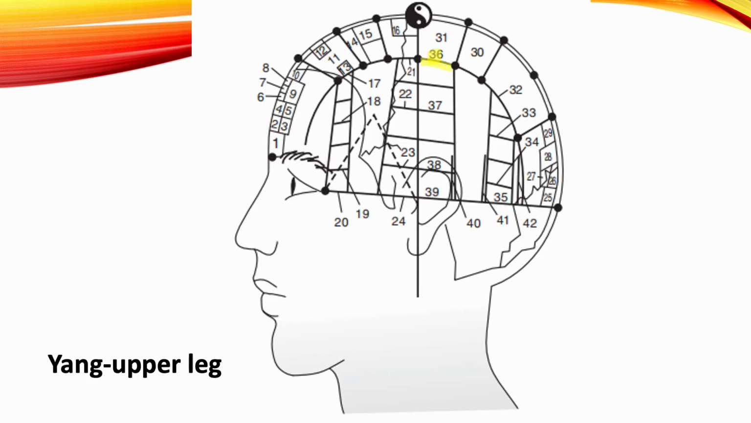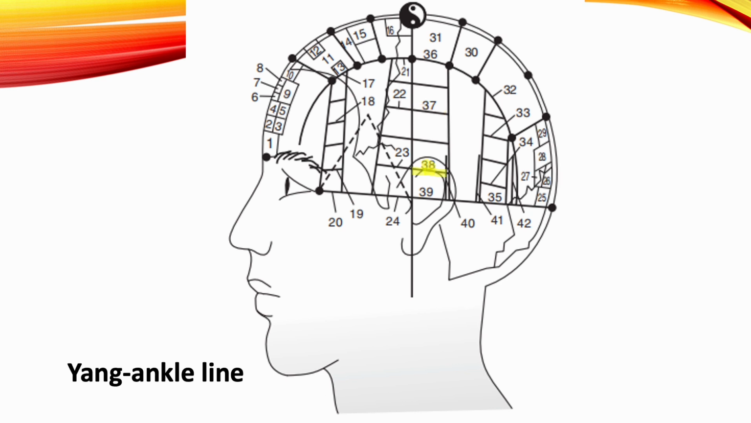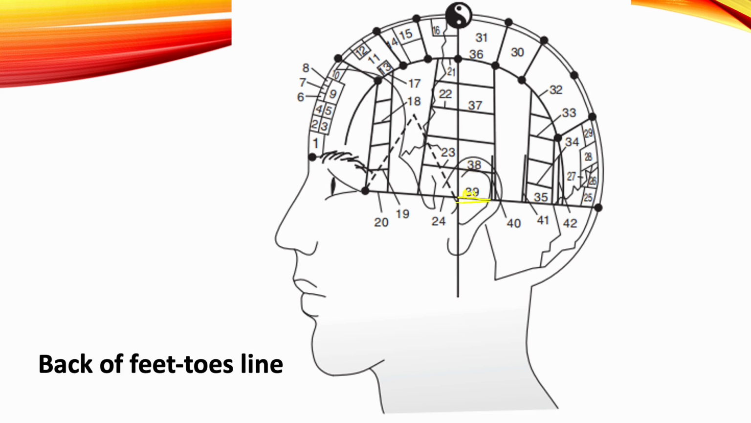Yang upper leg, number 36. At the first line on the anterior posterior side line of this area. Yang knee line, number 37, on the third line between the second and third portions. Yang ankle line, number 38, on the fifth line between the fourth and fifth portions. Back of feet toes line, number 39, on the sixth line on the ear occipital line of this area.